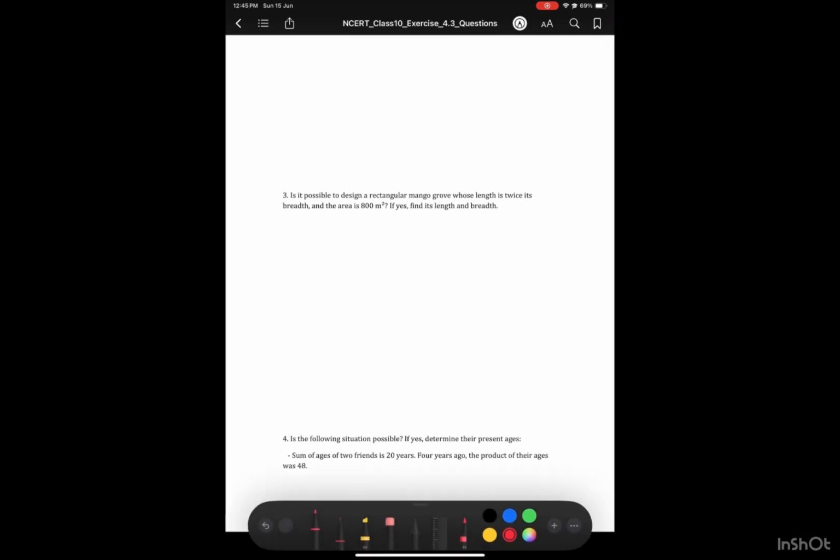Now we have to find out whether it is possible to have this situation or not. And if yes, we have to find out length and breadth. So the rectangular mango grove whose length is twice the breadth is given to us. Area is 800 meters square. Let the breadth of the grove be x. Now we are given that the length is twice the breadth. So in that case, length will become 2x. So length of the grove is 2x.